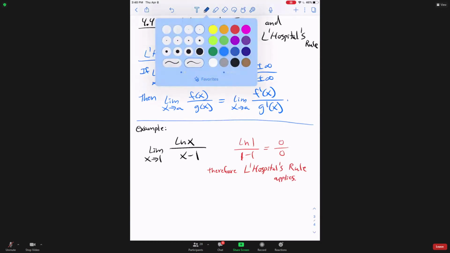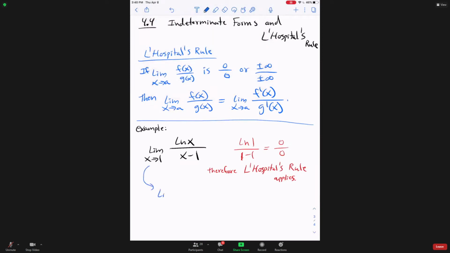All right. So what we're going to do is we're going to take the derivative. Now, by taking the derivative, you're not using the quotient rule. You're treating the top and bottom as two separate things. You're taking the derivative of the top as its own problem, taking the derivative of the bottom as its own problem. This is the only time you do this.